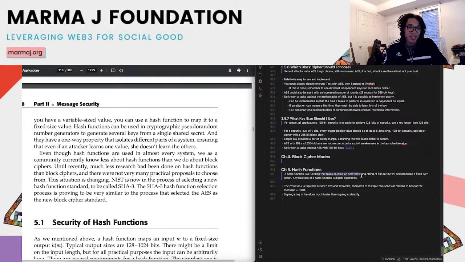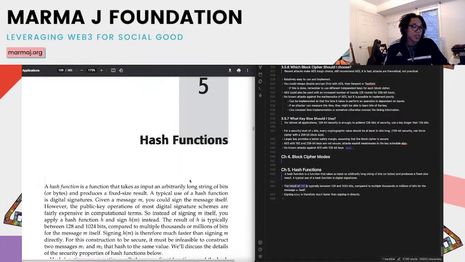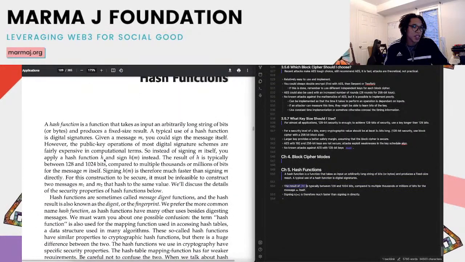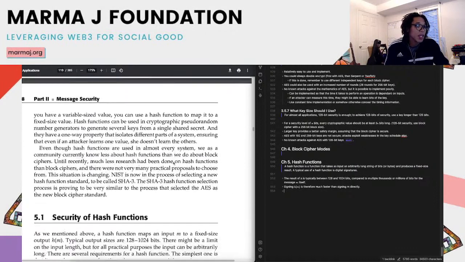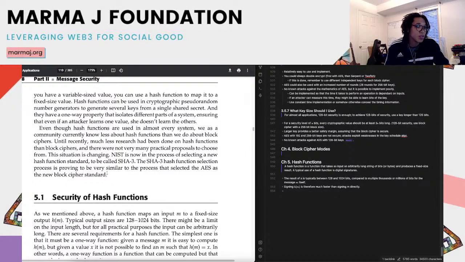It's a function that takes an input, an arbitrarily long string of bits or bytes, and produces a fixed-size result or output. It's used in digital signatures. The result of the hash function is typically between 128 and 1024 bits, compared to the multiple thousands or millions of bits in the message M itself. Signing H of M is therefore much faster than signing the message directly. Okay, so simple enough.